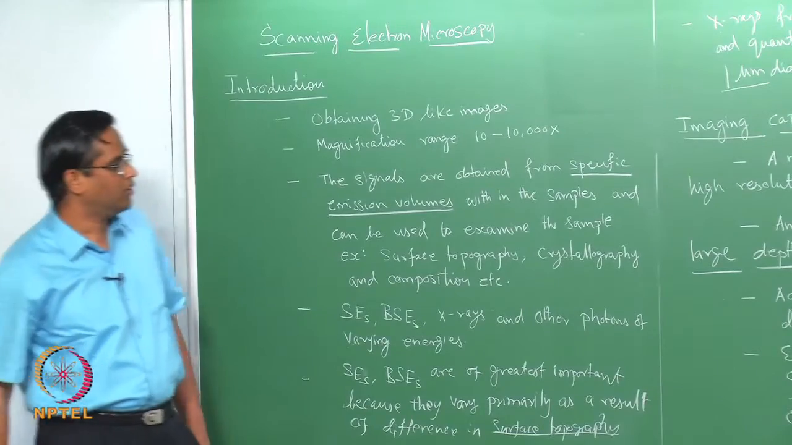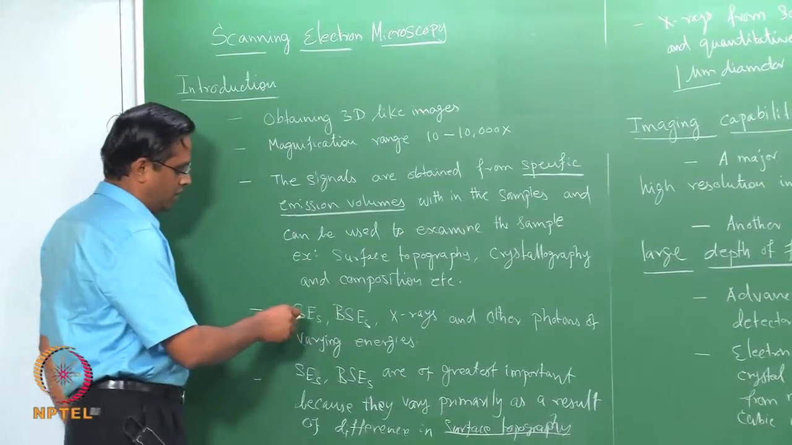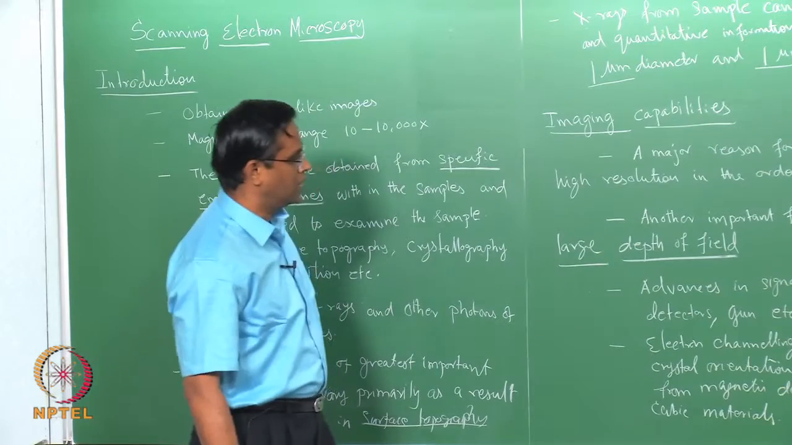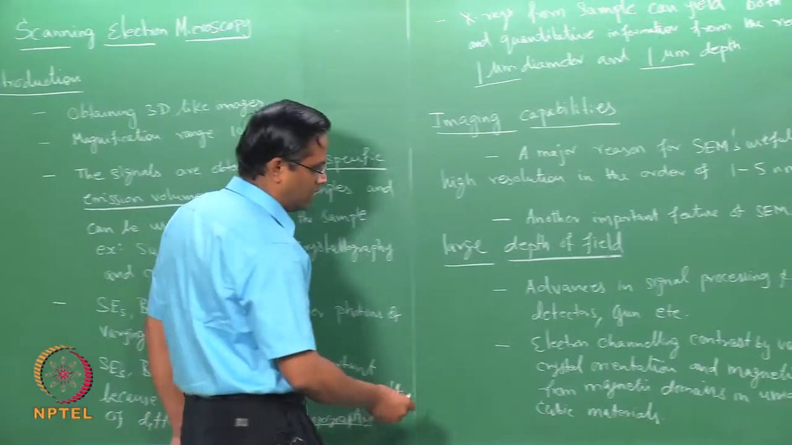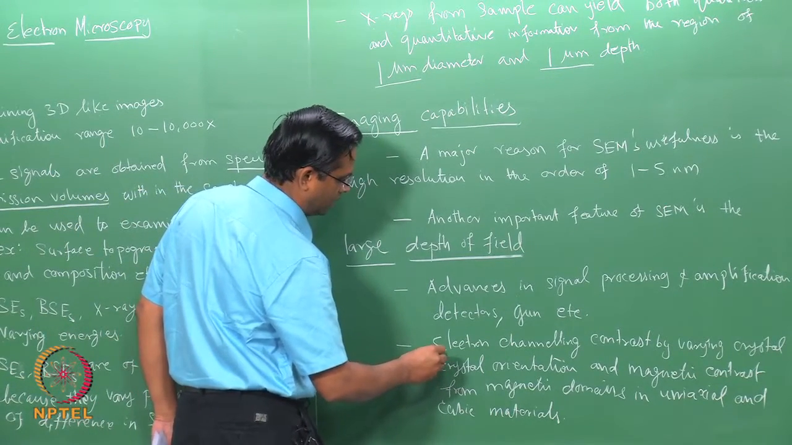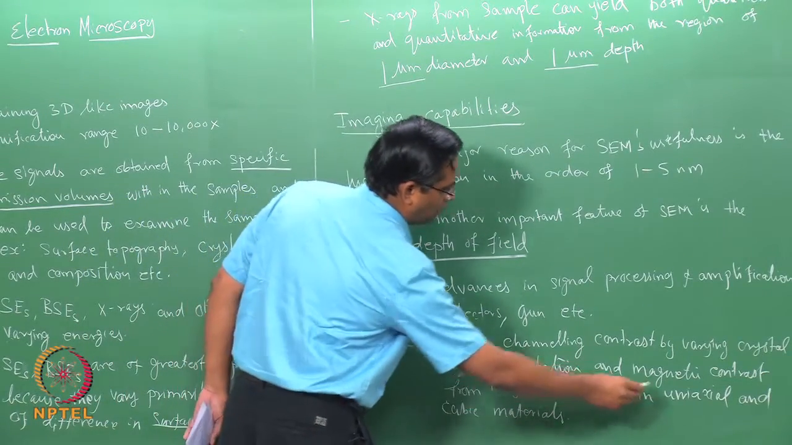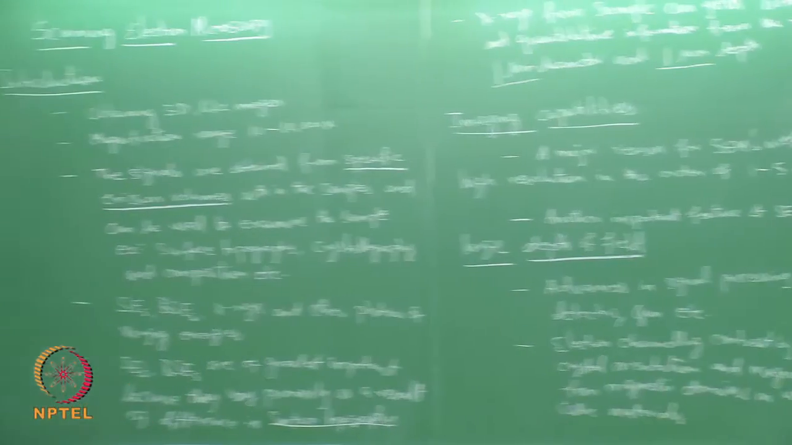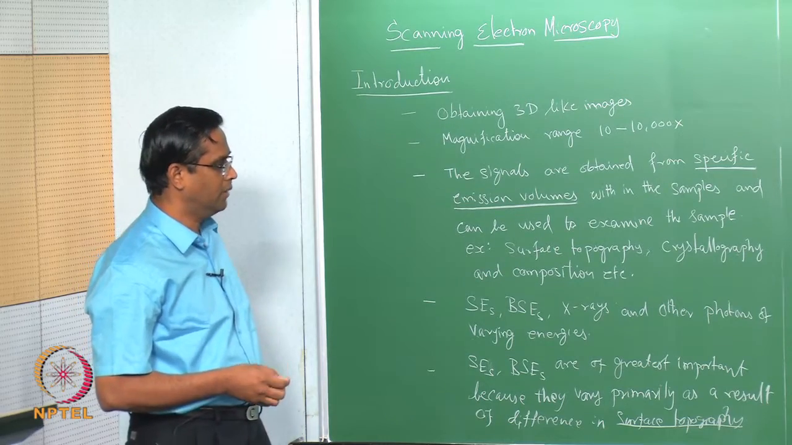And SEMs are becoming very popular because of the advances in signal processing and amplification, like the kind of signals you receive: secondary electrons, backscattered electrons or X-rays. And then you have advanced signal processing and amplification, detectors, and gun design, etc. With all these advances, SEMs can also do imaging using electron channeling contrast by varying the crystal orientation, and also magnetic contrast from the magnetic domains in the uniaxial and the cubic materials. So these are some of the highlights of the imaging capabilities of the SEM.